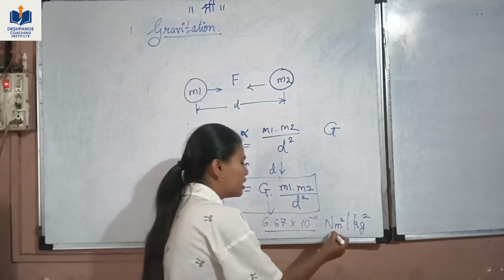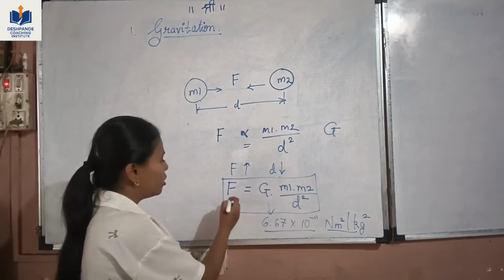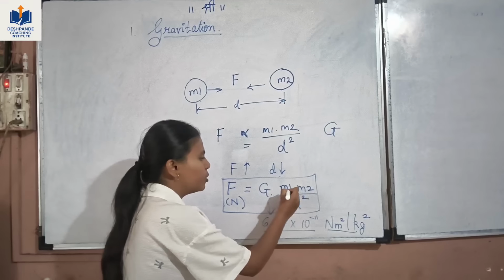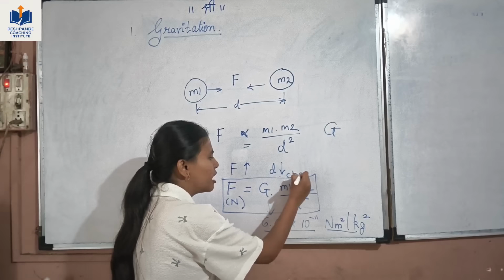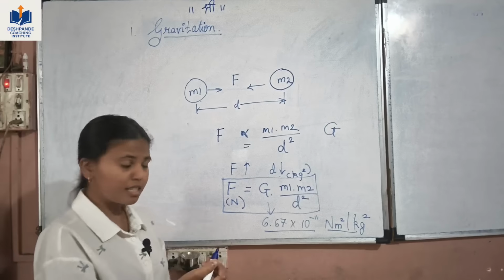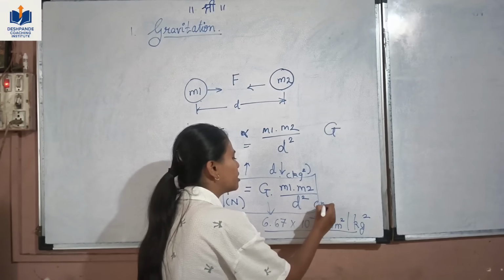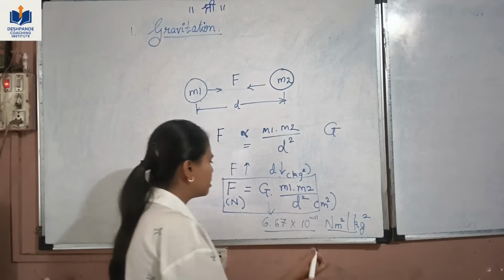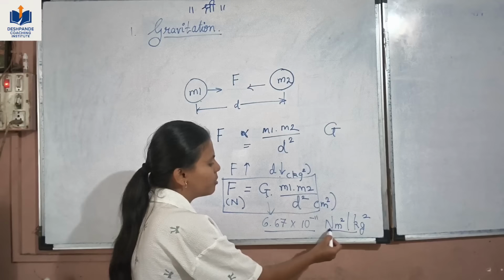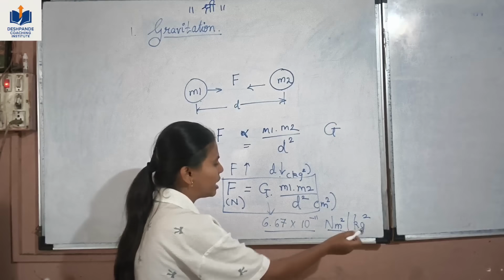Now how does this unit come? The unit of force is Newton, the unit of mass is kg, and mass into mass becomes kg square, and distance is in meters. So meter square becomes this, and if we calculate it for G, then the unit becomes Newton meter square upon kg square.